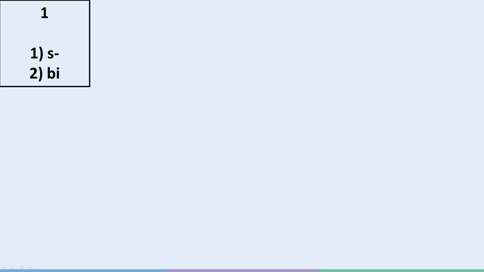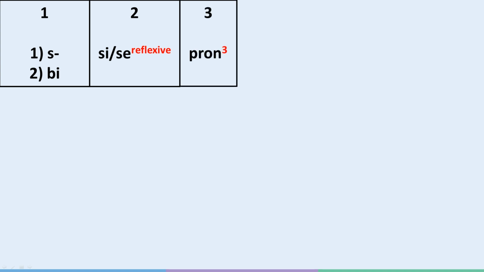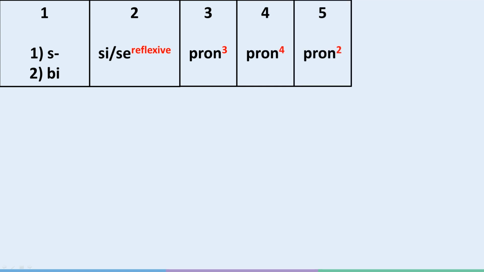Number 1, which we'll go into more detail and explain in just a couple of seconds, but for the most part, the present tense forms of to be. Number 2, the reflexive si and se. Number 3, pronouns in the dative or third case. Number 4, pronouns in the accusative or fourth case. Number 5, pronouns in the genitive or second case. And number 6, which we'll explain along with number 1 right away, but again, mostly the future tense forms of to be.